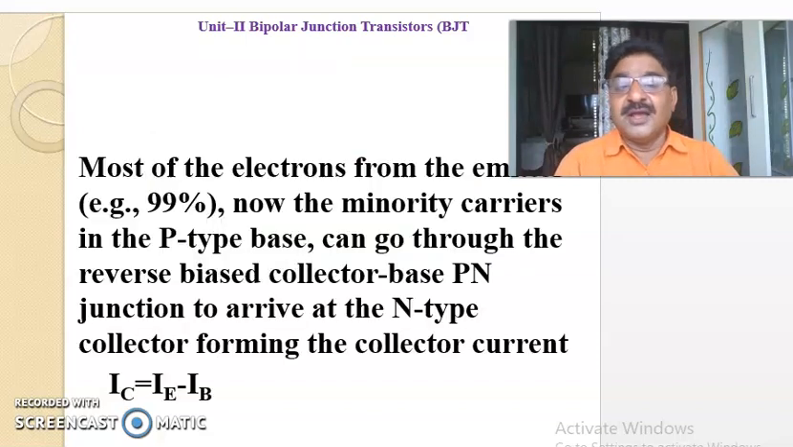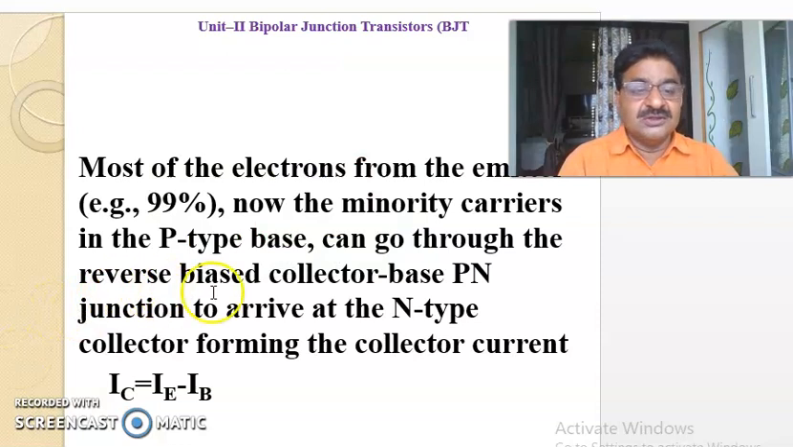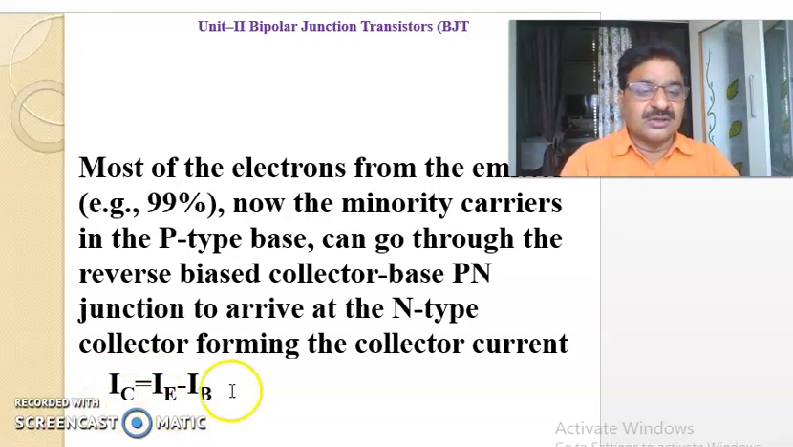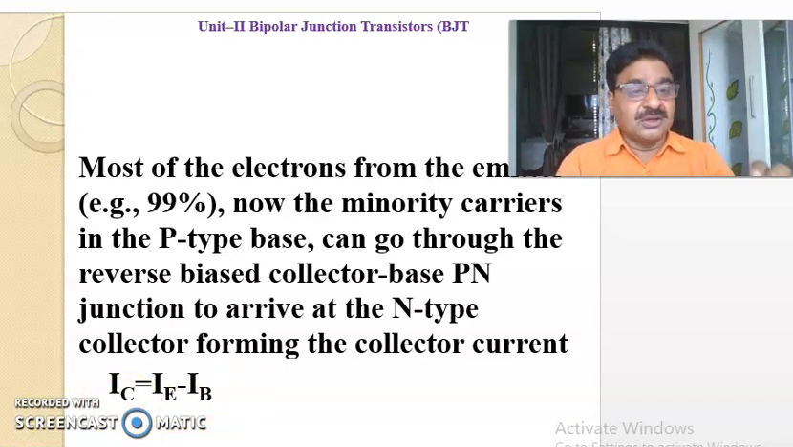Got it? And the important relation between these three currents, base current, emitter current, and collector current, is what? Collector current is nothing but the difference of emitter current and base current. So, if we think about these three currents, which one is greater? Surely, emitter current is large as compared to base and collector current. Because if we take IB to the left side, then IE is nothing but IC plus IB. That's why emitter current is more than collector current and base current. Emitter current is the sum of base current and collector current.